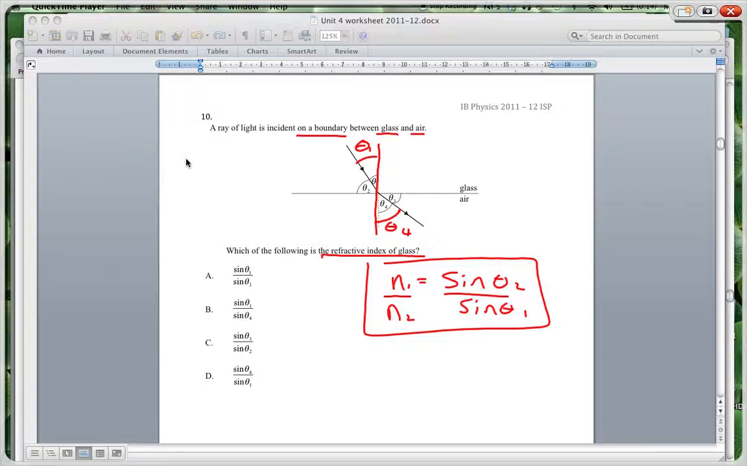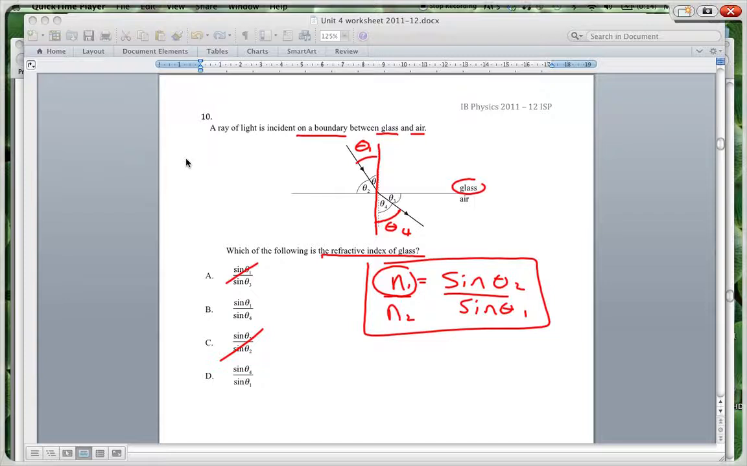So we could straight away say that this one over there we wouldn't be working with because that's with 3, and this one over here. So it's going to be between that one and that one. And now we just have to get the right ratio. It says we're going from glass to air. So glass is related to theta 1, and this would be our n1 over here. So that's what we'd be looking at.